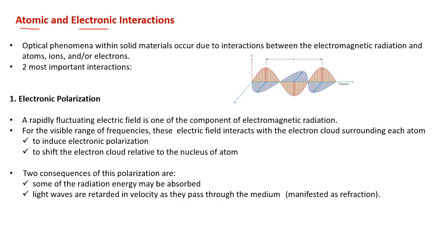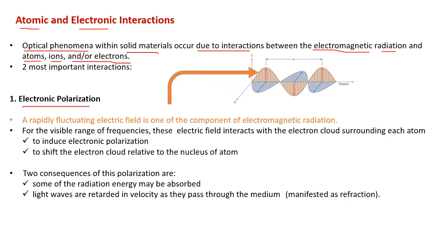Atomic and electronic interactions. When the electromagnetic radiation hits the solid materials, two optical phenomena will occur due to interaction between the radiation and the atoms, ions, and/or electrons. The two most important interactions are, the first one, electronic polarization. A rapidly fluctuating electric field is one of the components of electromagnetic radiation. For the visible range of frequencies, this electric field interacts with the electron cloud surrounding each atom to induce electronic polarization and to shift the electron cloud relative to the nucleus of the atom.